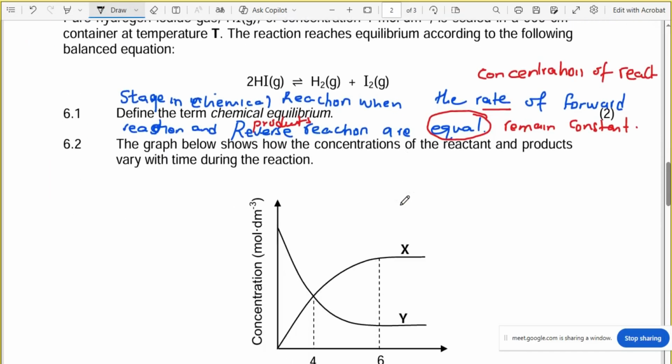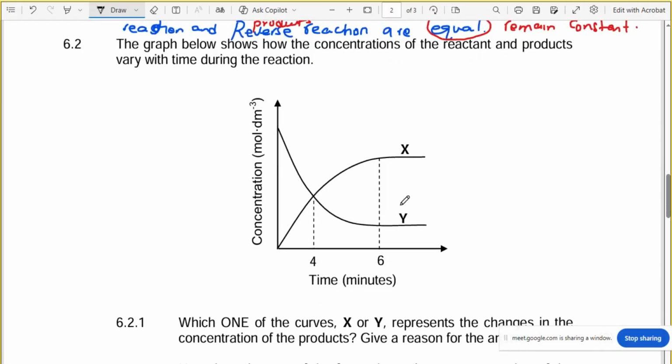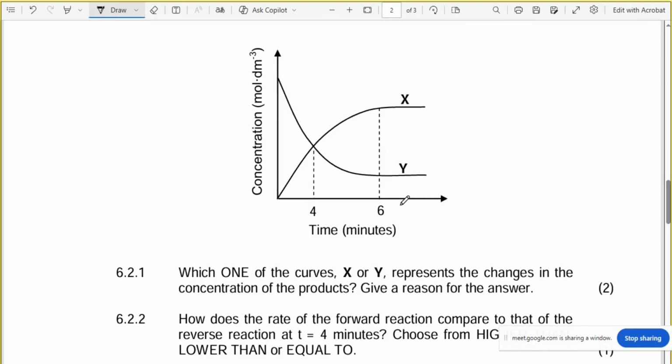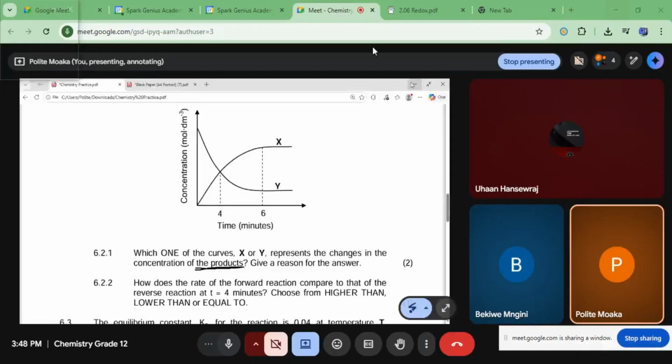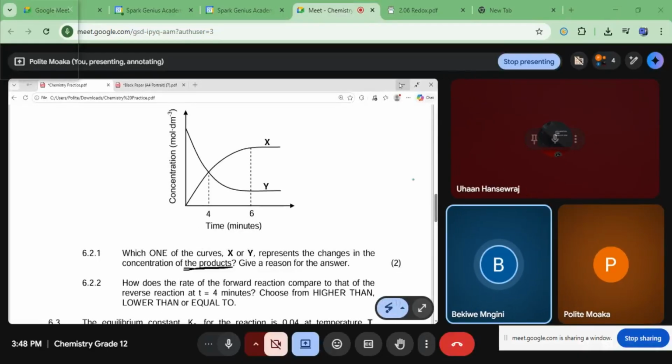The graph below shows how the concentration of the reactants and products vary with time during an investigation. We can see that, which one of the curves, X or Y, represents the changes in the concentration of the products? Guys, look at this. Which graph represents the concentration of the product? Can someone try to give me an answer?